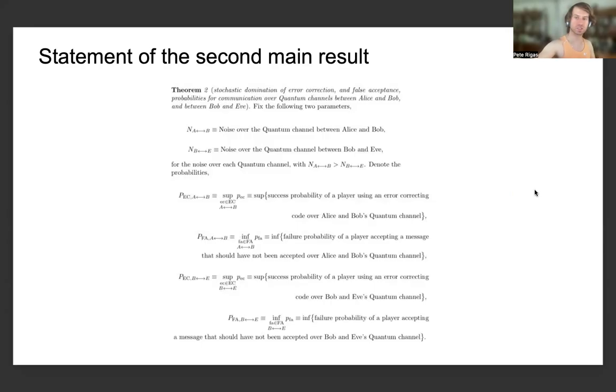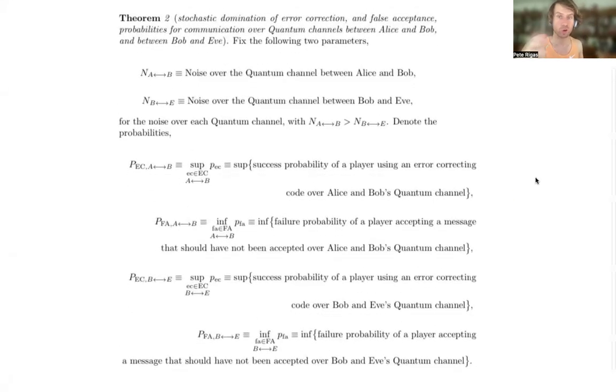And again, this is just a statement of the second main result, like we had described. It's a kind of longer statement that we had broken down at the previous presentation in the series, because we were talking about and describing a stochastic domination result of error correction and false acceptance probabilities for communication over the quantum channels shared by Alice and Bob and between Bob and Eve. Namely, under the assumption, like how we're defining in the slide, that we're looking at greater noise being present over Alice and Bob's shared quantum channel than over Bob and Eve's shared quantum channel.